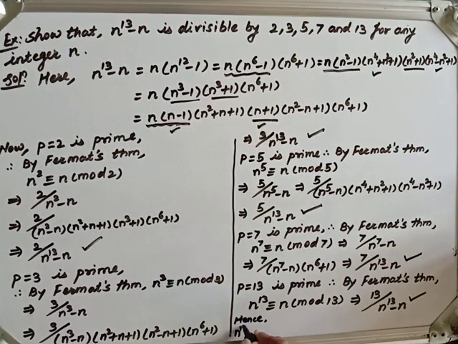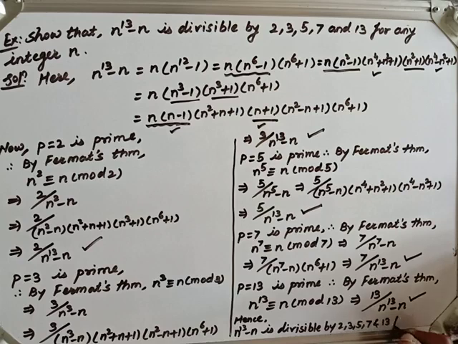Hence n raised to 13 minus n is divisible by 2, 3, 5, 7 and 13 for all n. As such we can write the final answer here, fine.